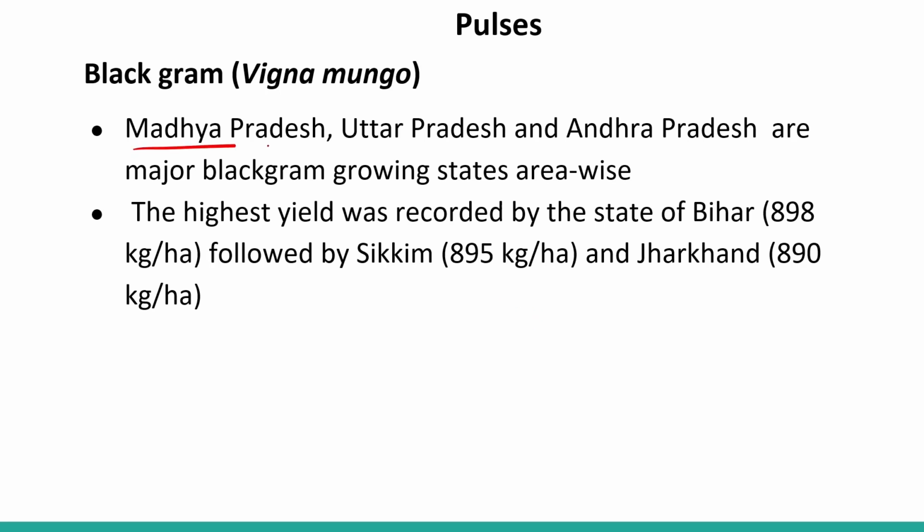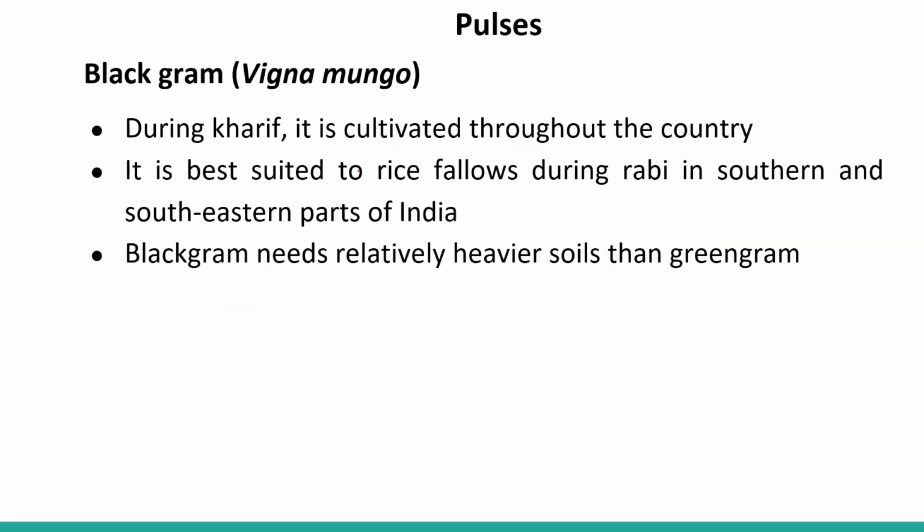So it is grown in Madhya Pradesh, Uttar Pradesh, Andhra Pradesh, okay, and these are some of the major black gram growing states. The highest yield was recorded by the state of Bihar, that is 898 kilogram per hectare, followed by Sikkim, that is 895 kilogram per hectare, and Jharkhand, that is 890 kilogram per hectare. During the Kharif, it is cultivated throughout the country. It is best suited to the rice fallow during the Rabi in the southern and southeastern parts of India.